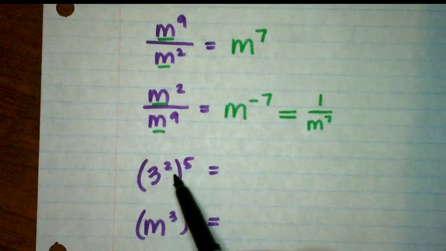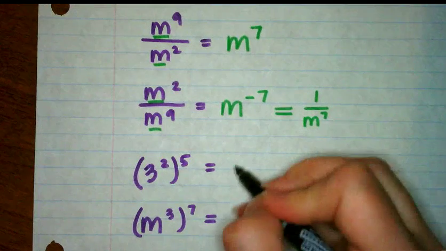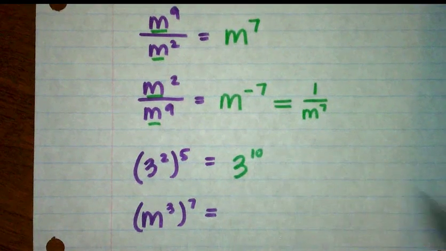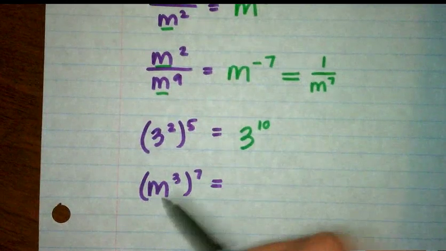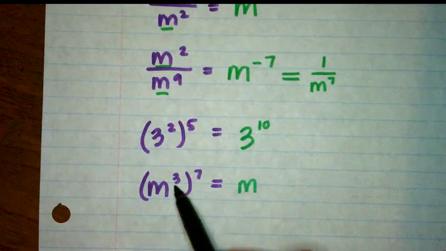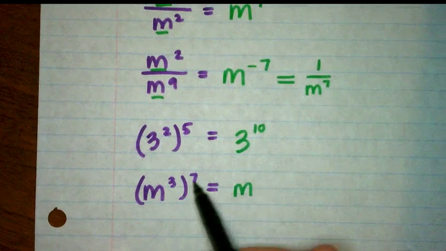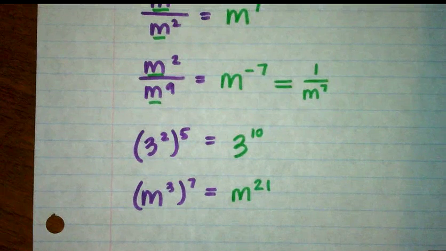When we have an exponent on an exponent, we just multiply. So this is going to be 3 to the 10th. Same thing if your base is a variable. The variable is going to stay there. We're going to multiply the exponents. If an exponent has an exponent, we multiply them. So that would be m to the 21st.